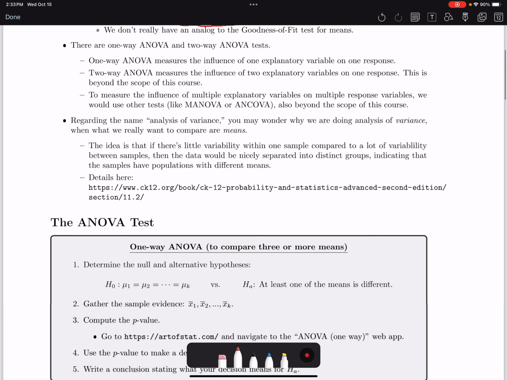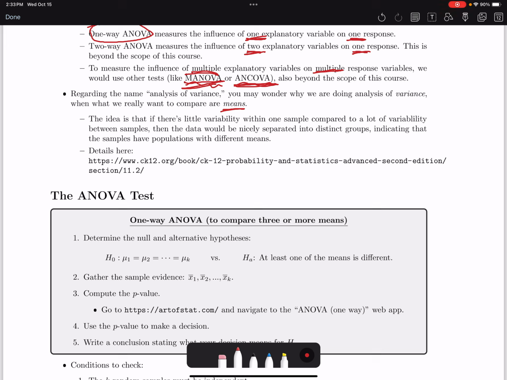Regarding the name analysis of variance, as I mentioned a second ago, it's kind of an interesting name considering that what we're trying to compare here are means. So why do we compare the variances? Well, the basic idea is that if there's only a little bit of variability within one sample compared to a lot of variability between the samples, then that would indicate that the data are nicely separated into distinct groups, which would indicate that each of the samples comes from populations with different means, okay?